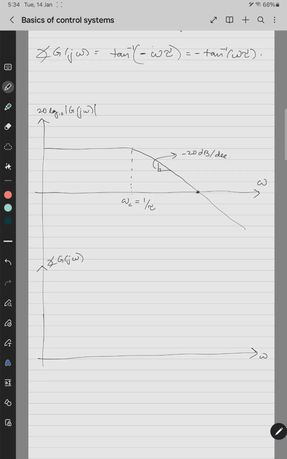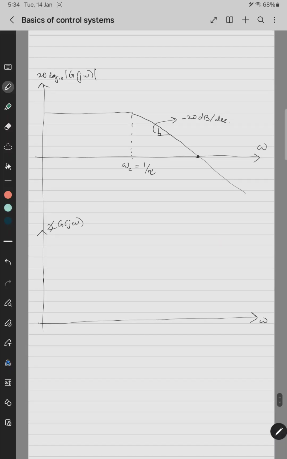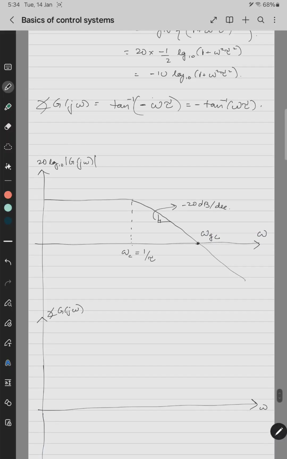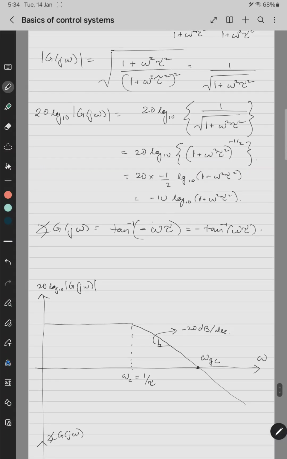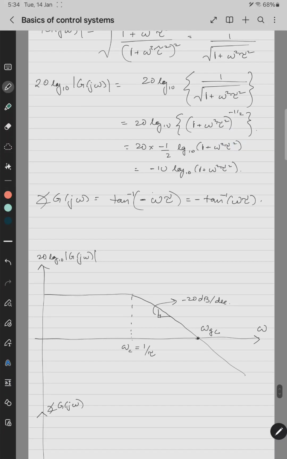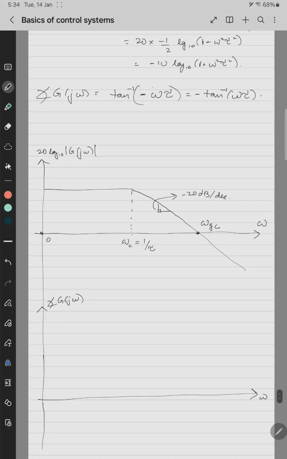So I told you the frequency at which the gain plot in decibel cuts 0 is called the gain crossover frequency. Okay, now let's quickly draw the phase plot of this. So it's basically a first order plant. So just substitute omega equals, initially say this is omega equals 0, then 1 by tau, then omega gc and some value.